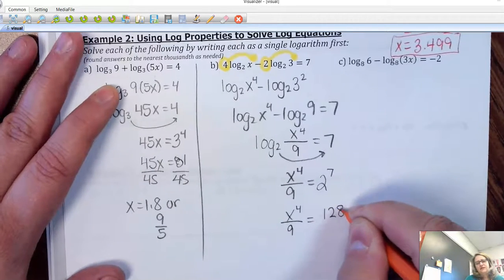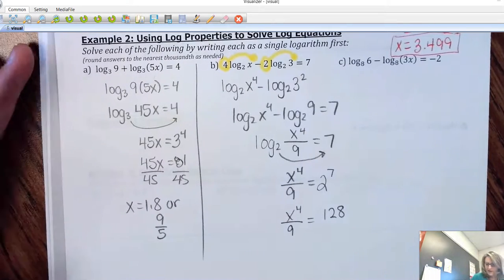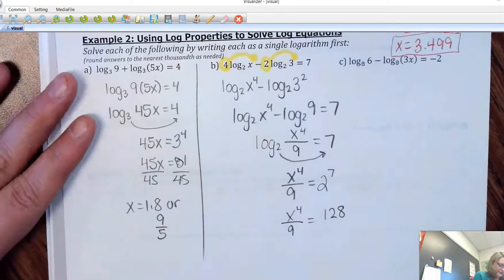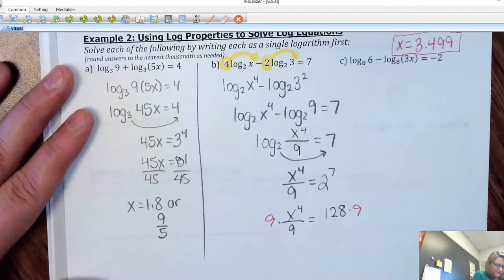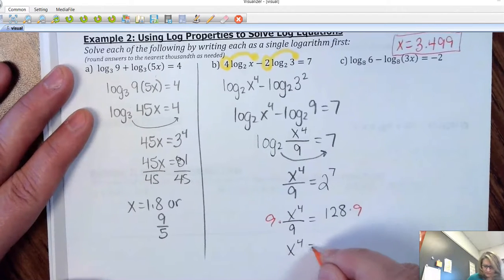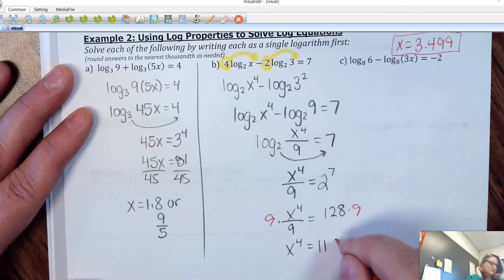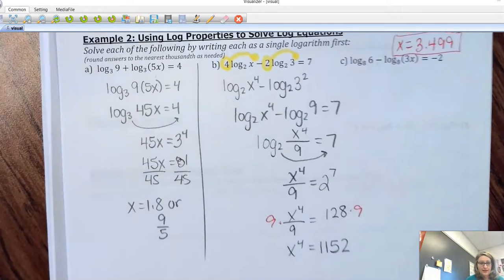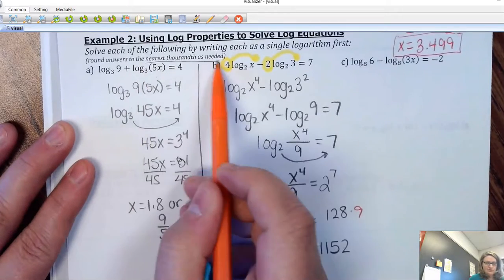Okay, and then this is completely up to you however you want to do it. I would just go ahead and multiply both sides by 9 there to get that out of the denominator. So then I'm going to have x to the 4th, and then 128 times 9 is going to give you 1,152. Okay, now notice in the directions here, round to the nearest thousandth.